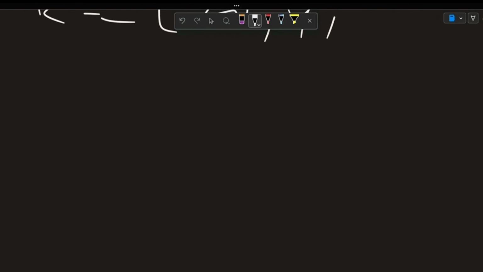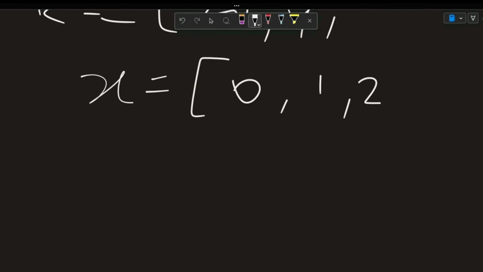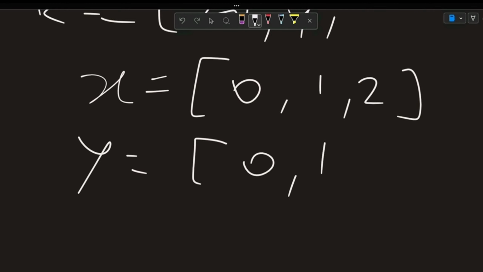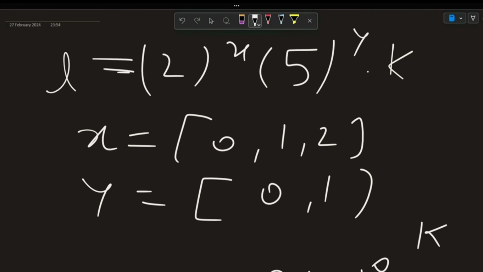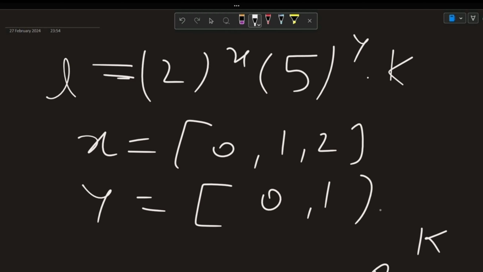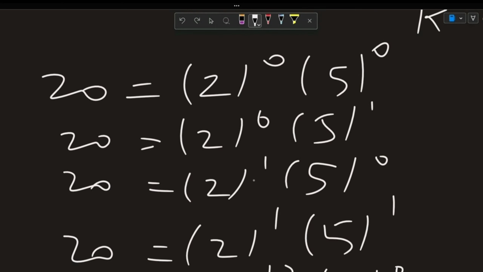So look, till now I have observed that the possible values of x are 0, 1, 2. The possible values of y are 0 and 1 only. I have written it here. What are the possible values of k I'm going to get for all the possible x and y? I've written all the possible values of x and y.